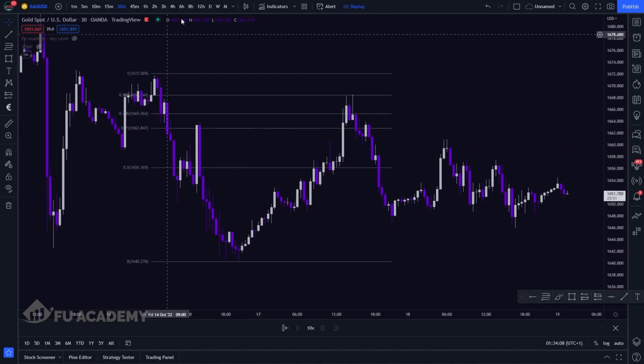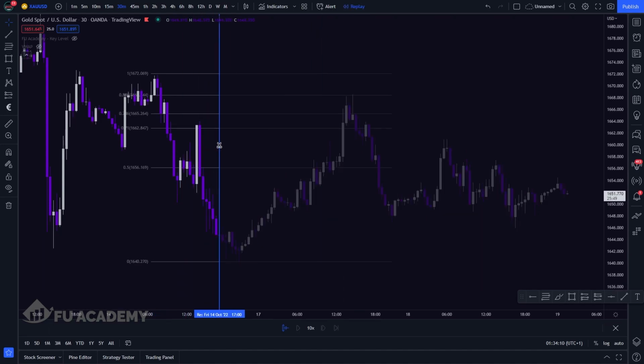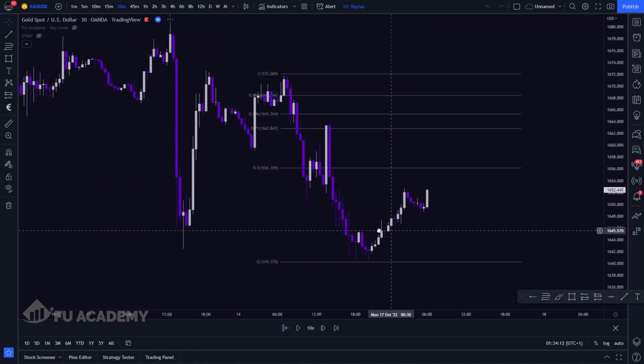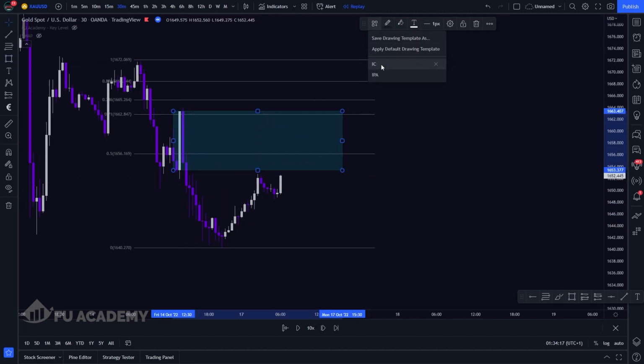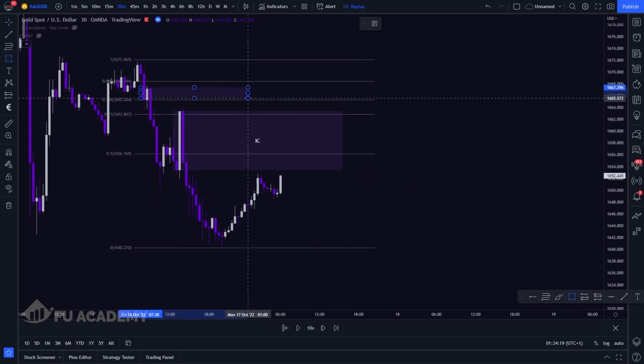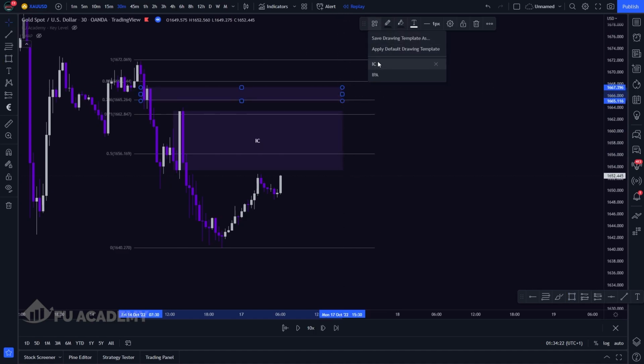So what does price do here? Let's take a look at the replay tool. We see 3 different institutional candles. 1, 2, 3.